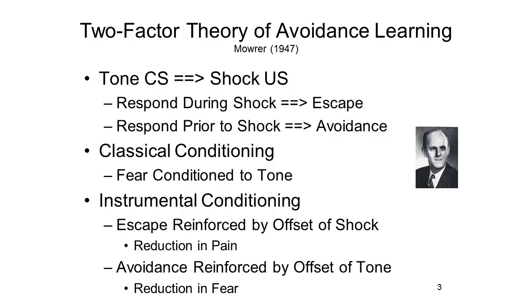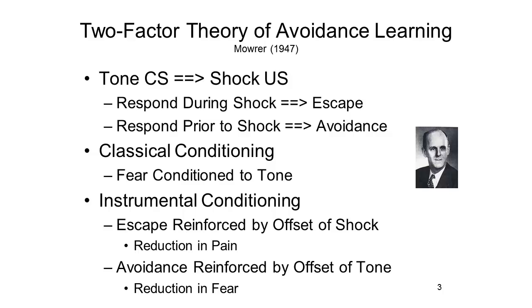Mowrer argued that there were two different things that occurred during avoidance learning. First, by virtue of classical conditioning, fear was conditioned to the tone conditioned stimulus. And second, by virtue of instrumental conditioning, either escape responses were reinforced by the offset of the shock, or avoidance responses were reinforced by the offset of the tone to which the fear had been conditioned.